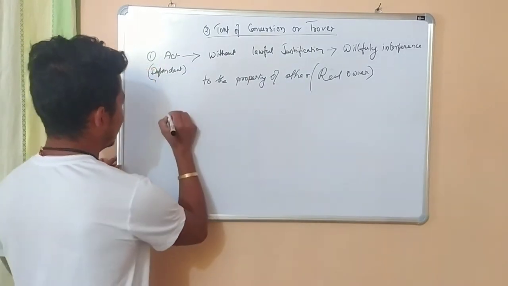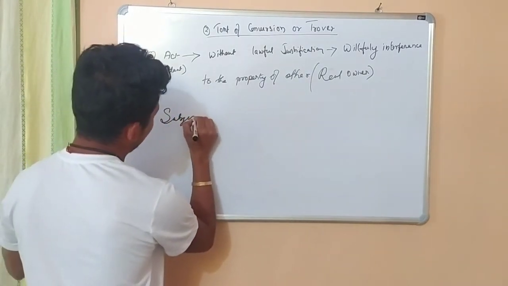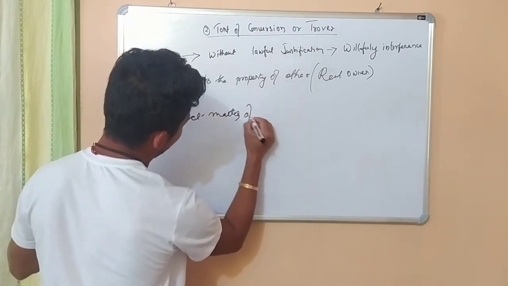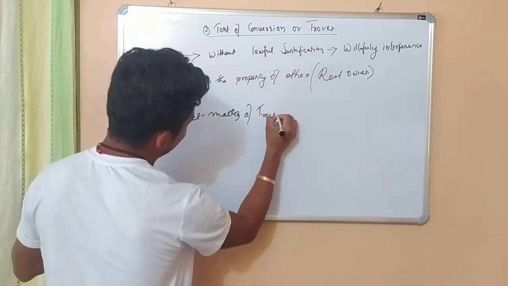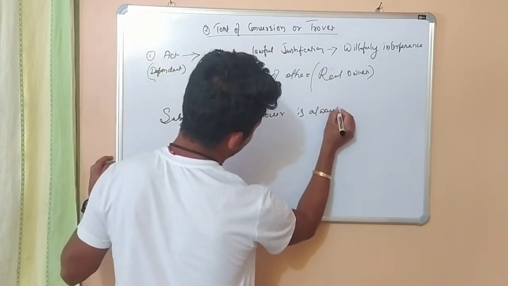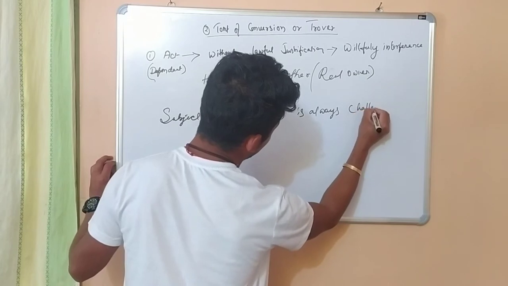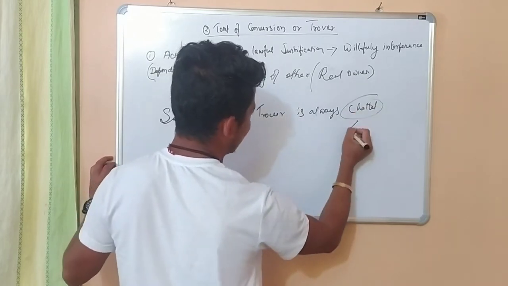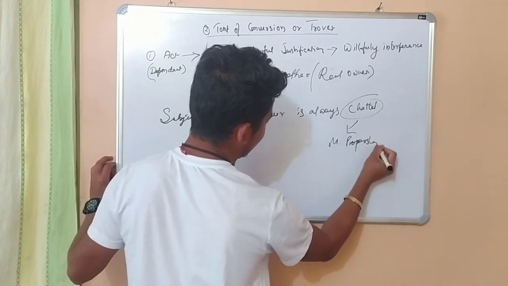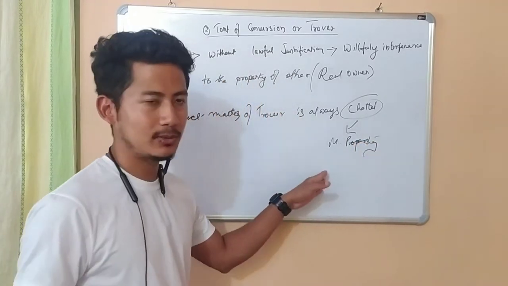So the subject matter of Trover is always chattel. Chattel means movable property. So this always happens with movable property.